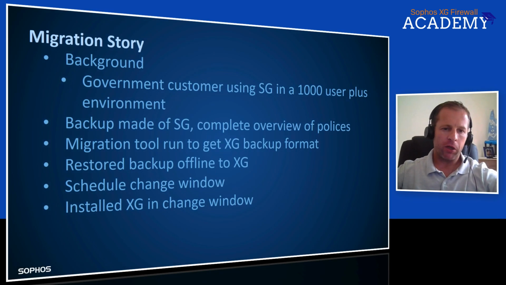After the migration tool was run, it will actually tell you what cannot be migrated, what the flaws are, or which objects are a problem, and it will give you a report of what objects won't be restored to the XG format and what objects are not supported. Then we restored the backup to an offline XG. We didn't just put the XG inline, we actually put it on a table, and we ran the restore of the SG's config from the migration tool to the XG to see what it looks like.